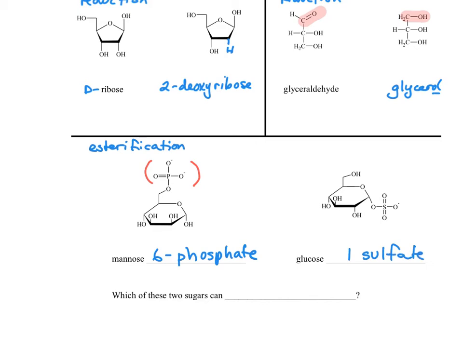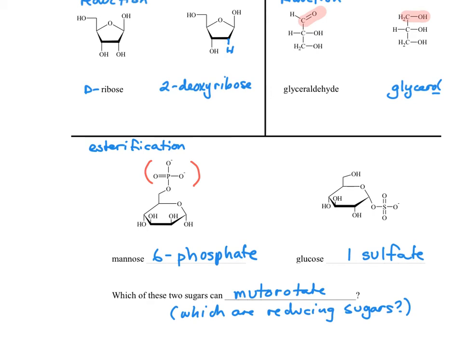Now here's a question for you. This is a good little practice from stuff we talked about before. Which of these two sugars can mutarotate? And likewise, which are reducing sugars? Let's pause for a second and see if you can answer these two questions.